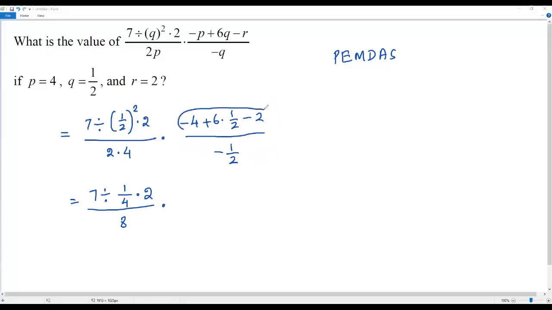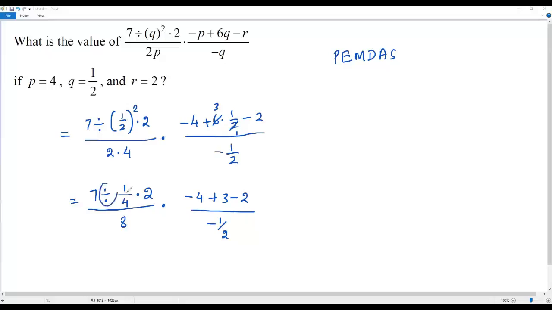So let's evaluate the expression we have in the numerator. Again in the numerator we have multiple operations, that is addition, multiplication, subtraction. Clearly we have to do multiplication first because after multiplication we have addition and subtraction. So we have to multiply 6 and 1 half. 2 goes into 2 1 times, 2 goes into 6 thrice, 3 times 1 is 3. So the multiplication of 6 and 1 half is just 3. So we have negative 4, positive 3, negative 2 over negative 1 over 2.